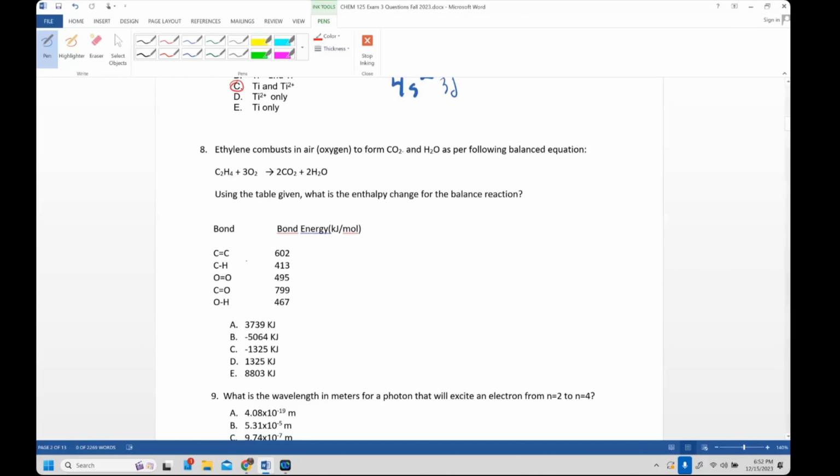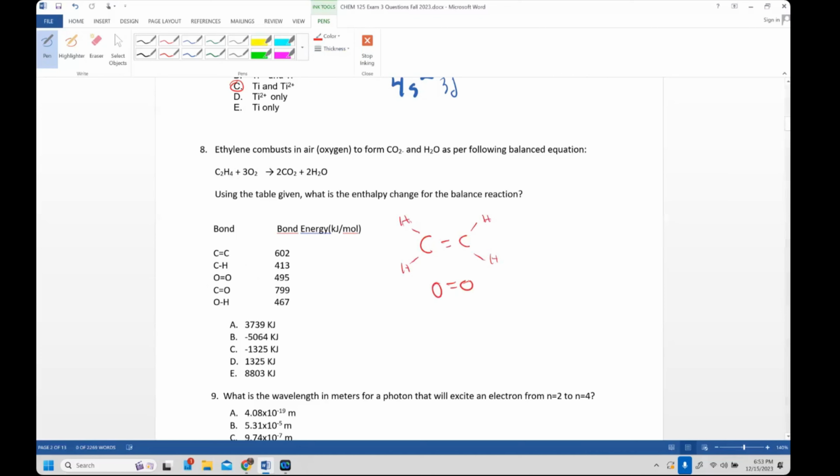It's usually what I tell my class, bonds broken minus bonds formed. So you have to figure out the Lewis structure for everything in order to know the bonds broken minus the bonds formed. So for C2H4, it's a C double bond C, and it looks like this.